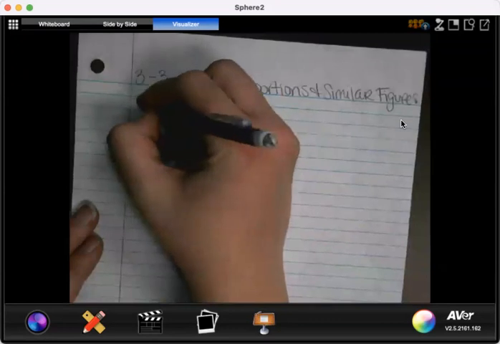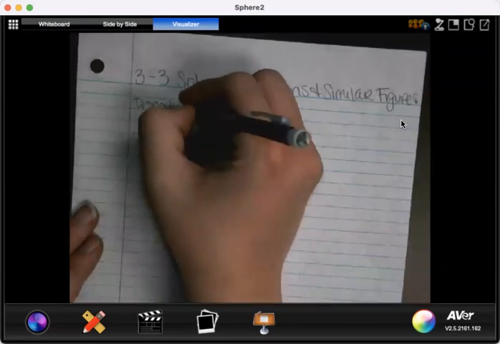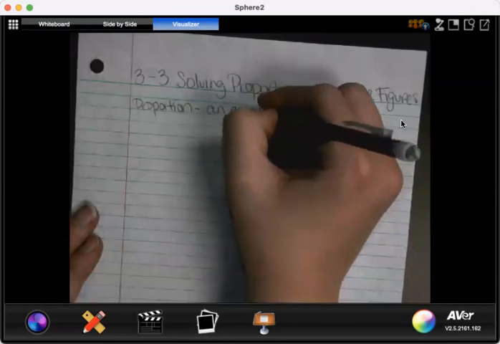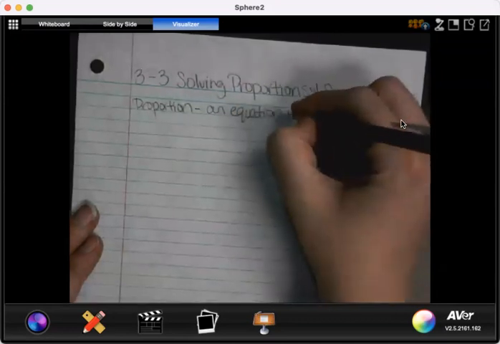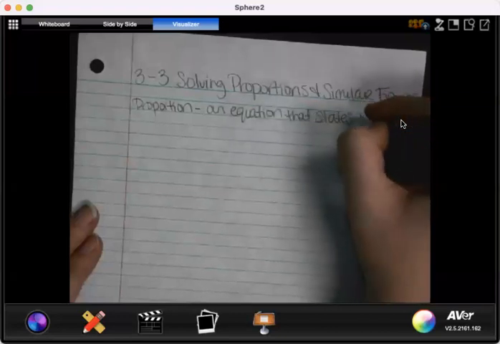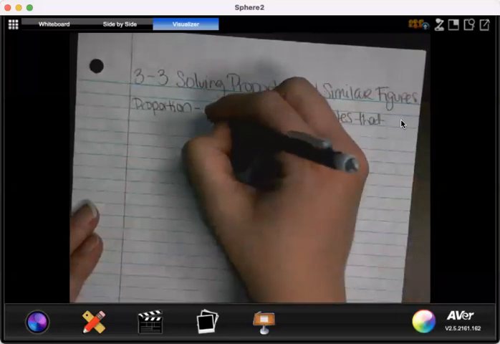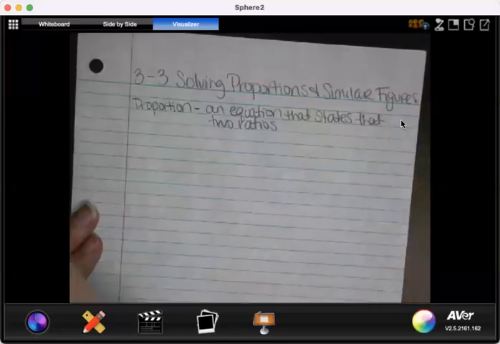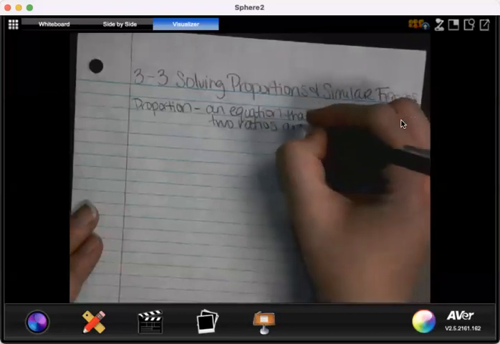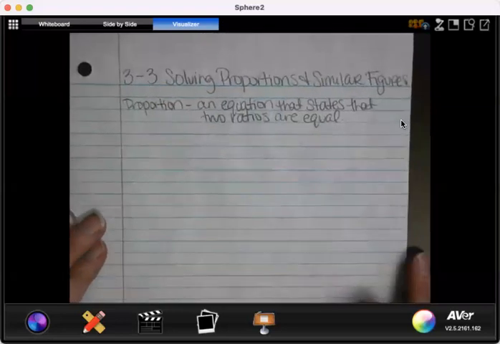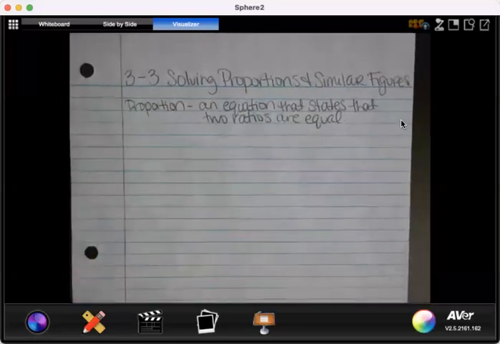A proportion is an equation that states that two ratios are equal. An equation that states that two ratios are equal.